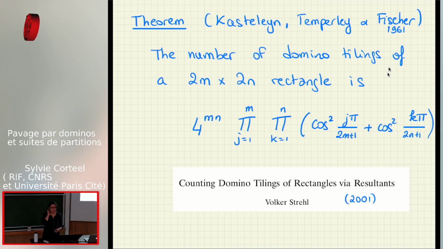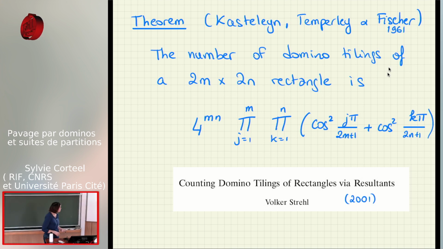What is a resultant? I don't exactly know, but it's something you compute on matrices.